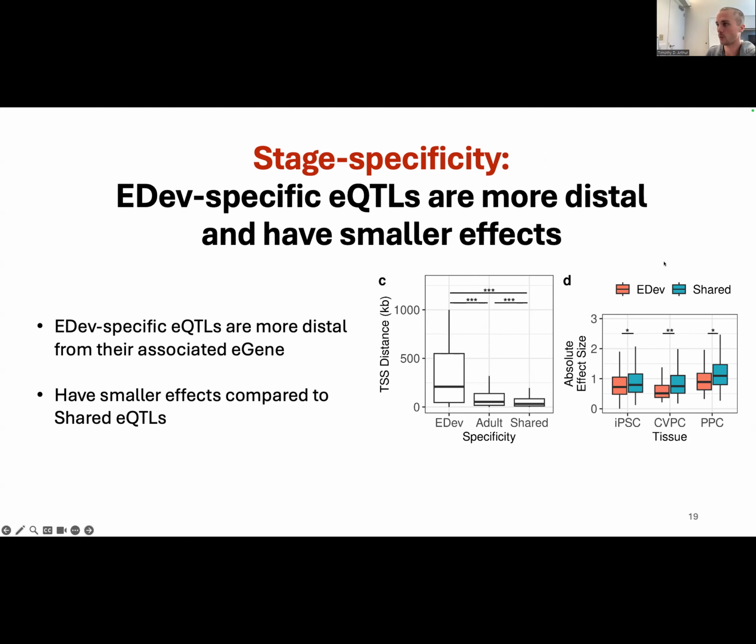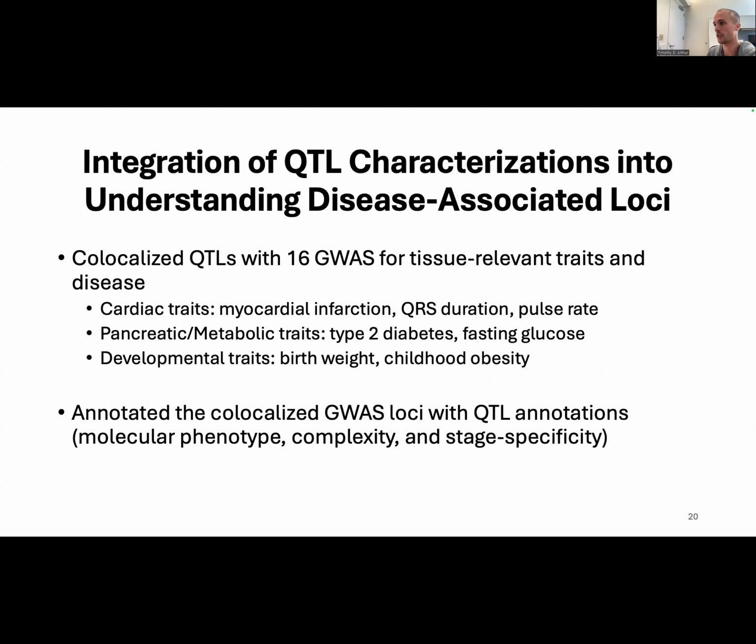So we wanted to integrate these QTL characterizations into understanding disease-associated loci. So we co-localized our iPSCORE QTLs with 16 GWAS for tissue-relevant traits and disease. Some of the cardiac traits that we looked at were myocardial infarction and QRS duration, pancreatic and metabolic traits like type 2 diabetes and fasting glucose, and some developmental traits like birth weight and childhood obesity. And then we annotated the co-localized GWAS with QTL annotations that we defined previously, like molecular phenotype complexity and stage specificity.